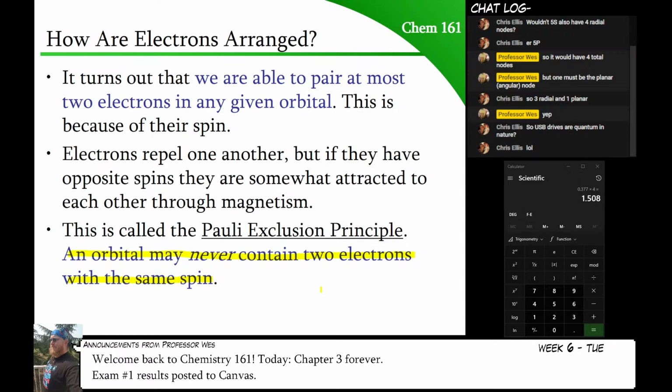Now, there are only 2 spins, so that means at most you can have 2 electrons. But if for some reason we discovered an electron with a 3rd spin, we might be able to do something with that and then shove it into an orbital, and then we'd have all sorts of crazy things going on, which would be interesting, right?